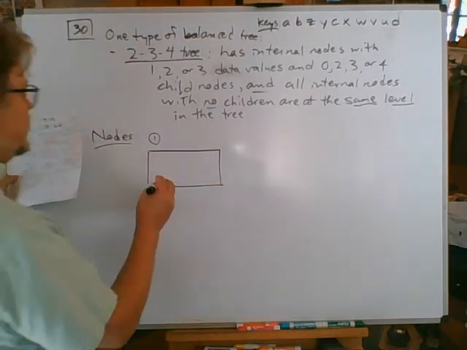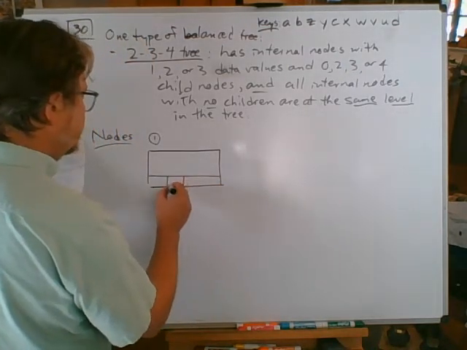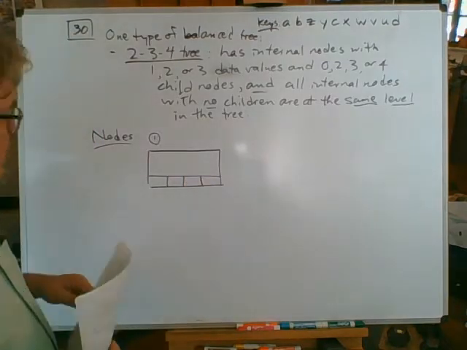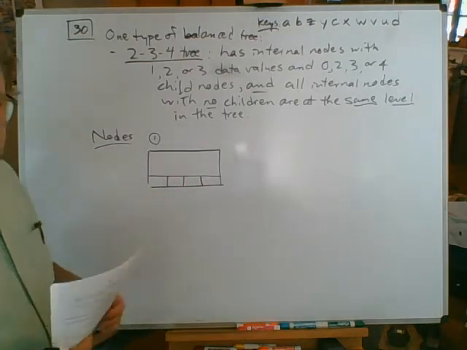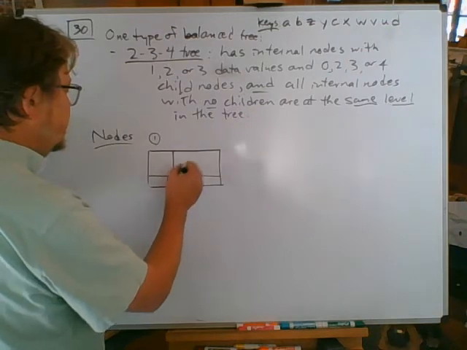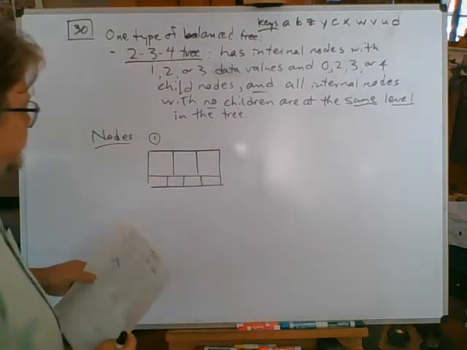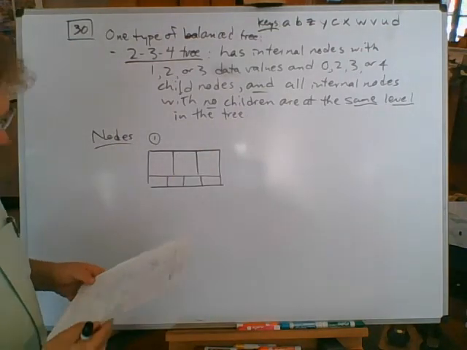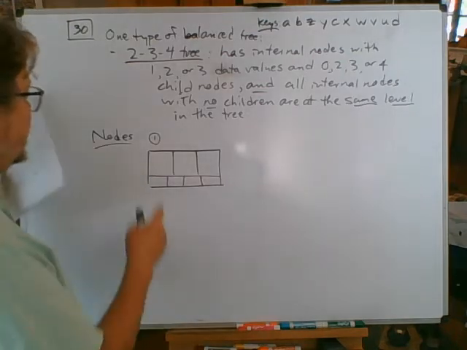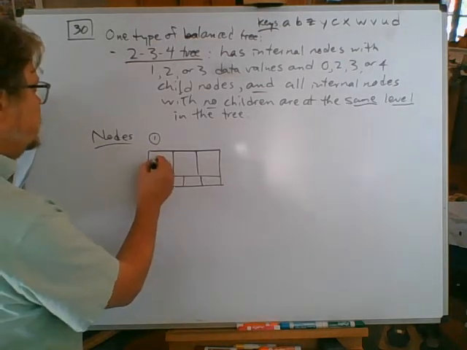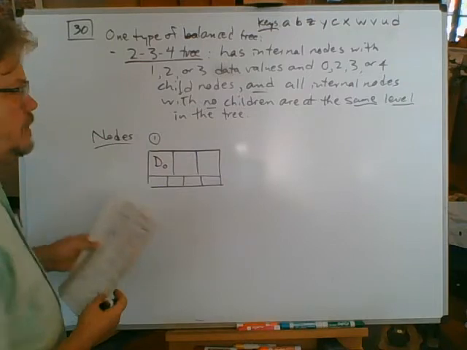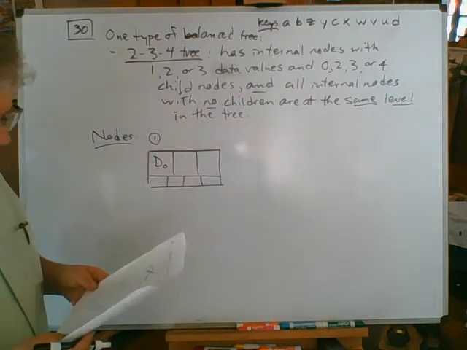Since we could have up to 4 children, I need 4 pointers across the bottom. They're not left and right anymore. They're child 0, 1, 2, and 3. And 3 data items. Look at that. All of that is just a skeletal representation of a node in one of these trees. In this case, I'm going to say we've only got 1 data item, which I'm going to call D sub 0 to be generic about it.